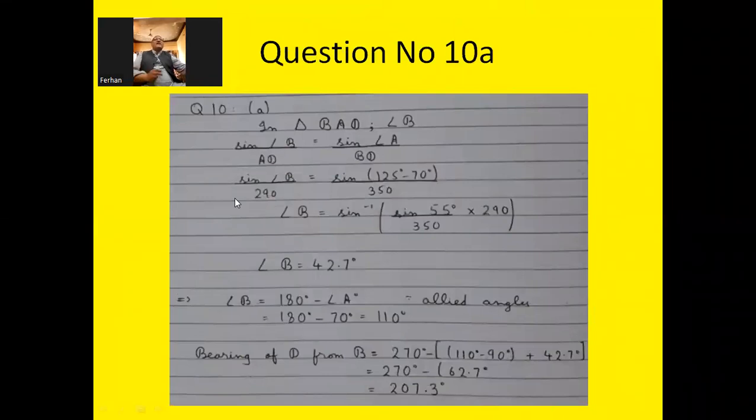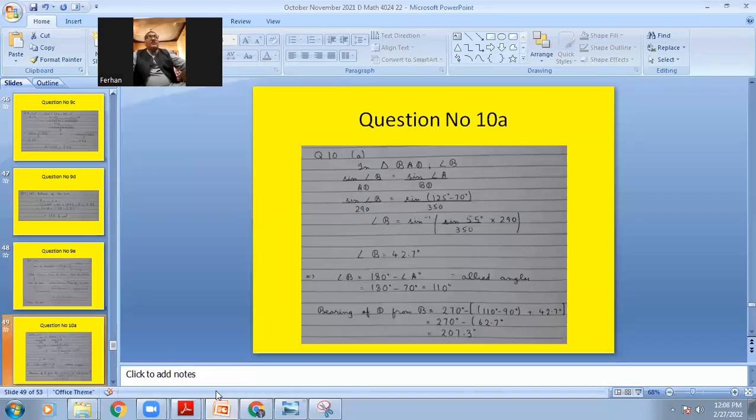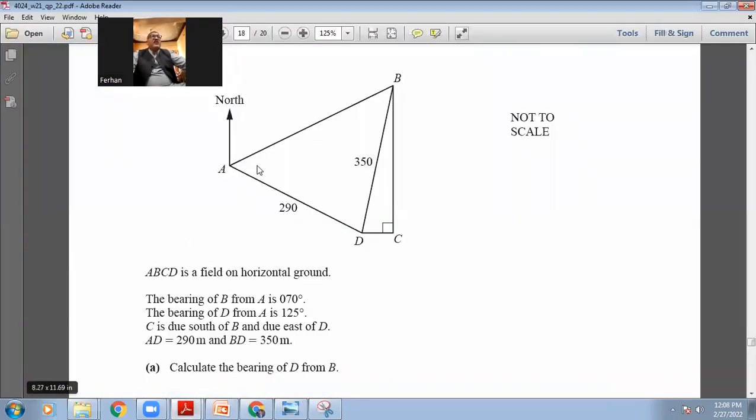So in the triangle BAD, we will try to find out the angle B. So let me show you from the diagram how this is done. I want to know how much is this angle. Okay. So this whole angle is 125. This angle is 70. From 125, if you subtract 70, you get this angle.